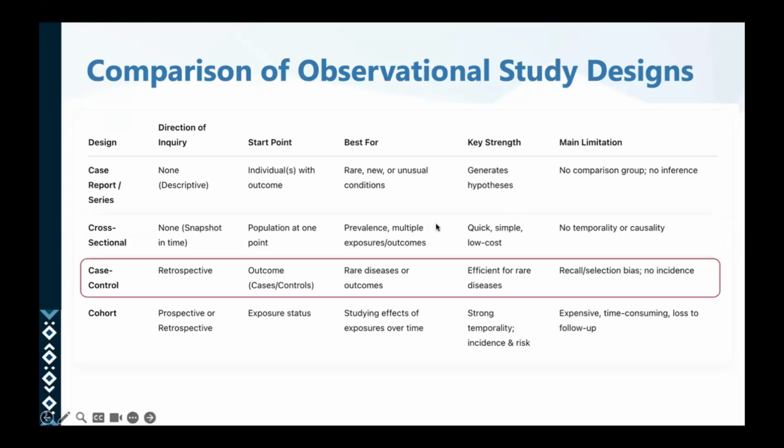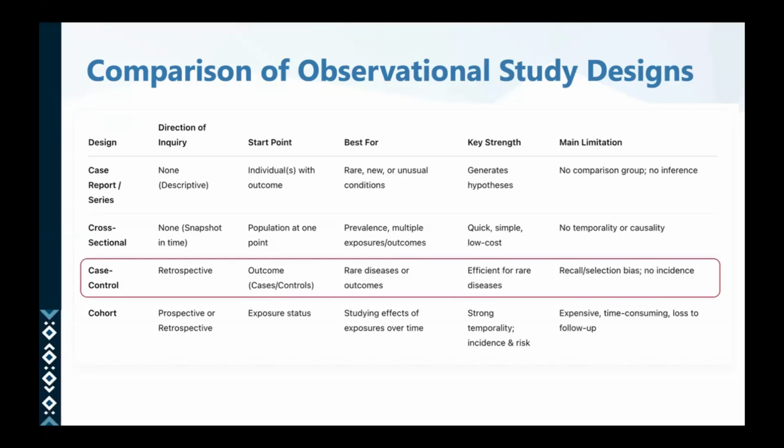Case control studies, the direction of inquiry is to the past, backward. So you start with the outcome. You get people who have cases, you get some controls so that you can compare. And so they are great for rare diseases or outcomes. They are really efficient when the disease is really rare. It's really great for that.